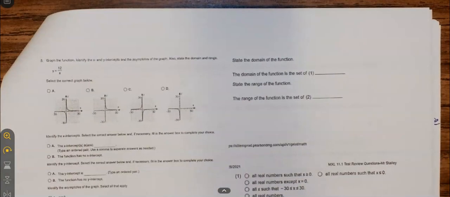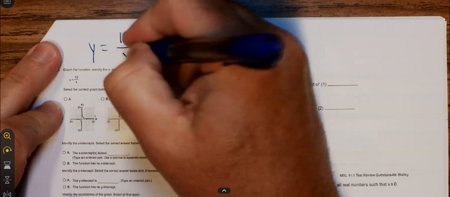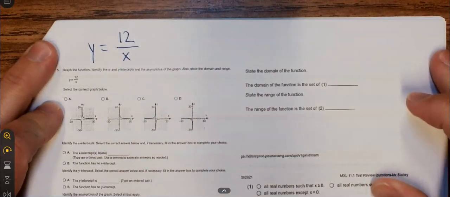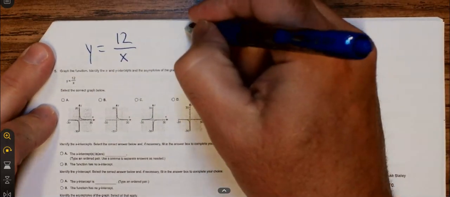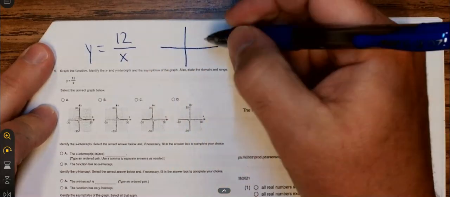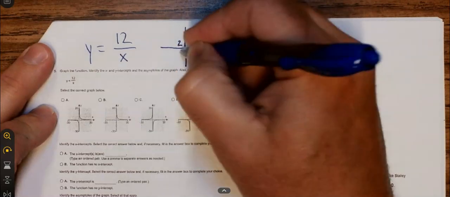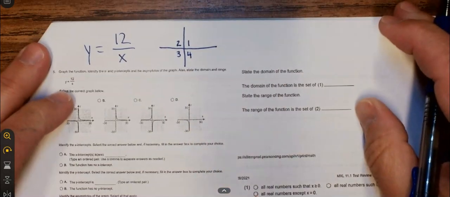I apologize for the microscopic print. Y equals 12 over x is what we're talking about here. I remember back when we did this, I drew a little chart for you. I will give you a reminder of the quadrants 1, 2, 3, and 4, in case you forgot.